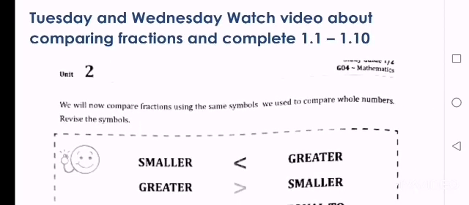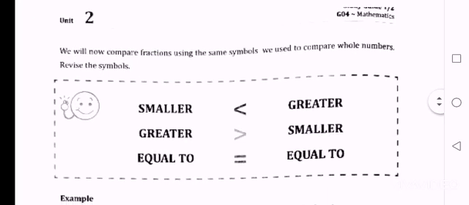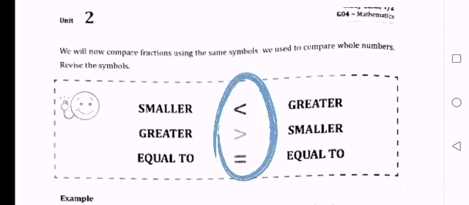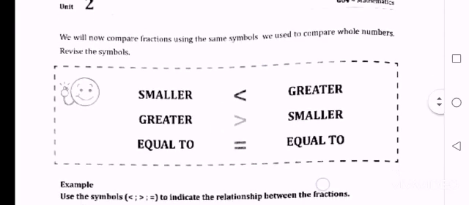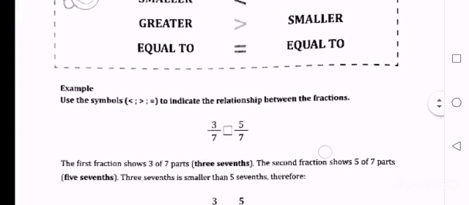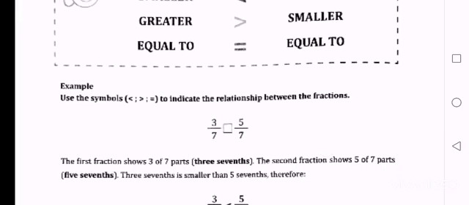Okay. We will now compare fractions using the same symbols we use to compare whole numbers. Okay, remember the smaller than, greater than, and equal to signs. So you're going to use them for your fractions. You're going to use those symbols to indicate the relationship between the fractions. 3/7 is it bigger than, smaller than, or equal to 5/7?